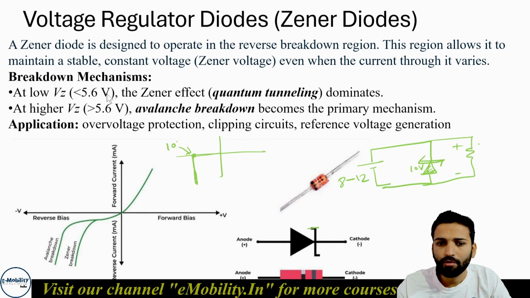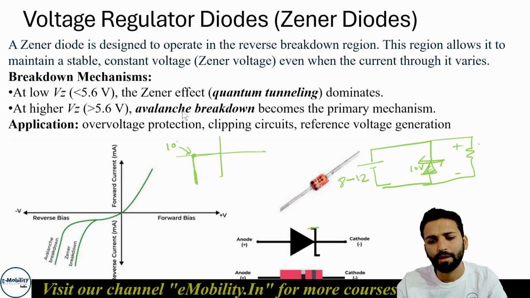There are two types of breakdown. If the breakdown voltage is less than 5.6, then it is the Zener effect. These are the two effects by which breakdown can happen.